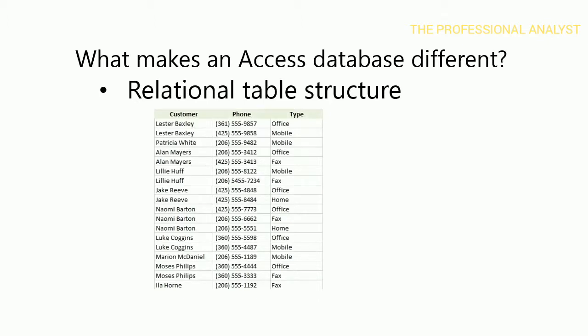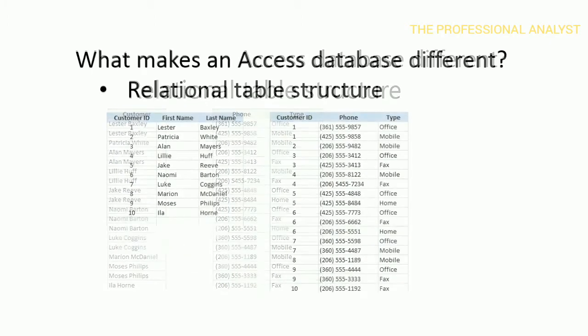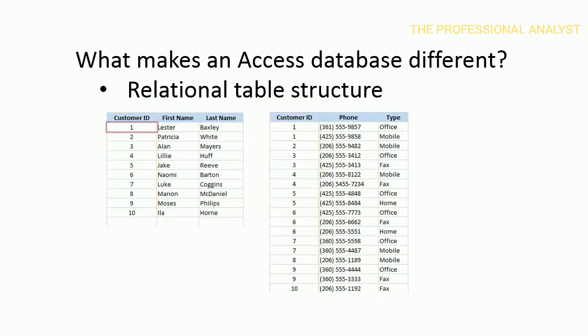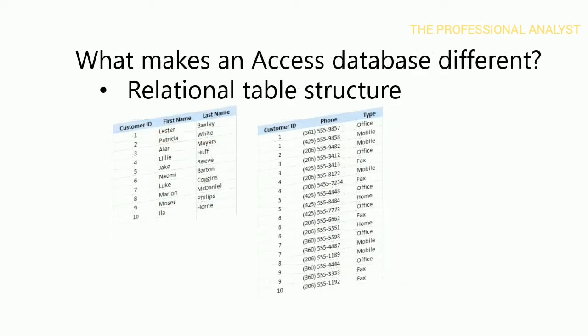This is probably the key concept to understand. Your data is broken into tables, and then those tables are linked together by shared fields called keys. Now, keys do two things. First, they assign a value of some kind to every row in a table, and you can see that Lester Baxley here has a value of 1 assigned to his name, and Patricia White has a value of 2 assigned to hers. Keys also link your tables together by sharing values between fields.